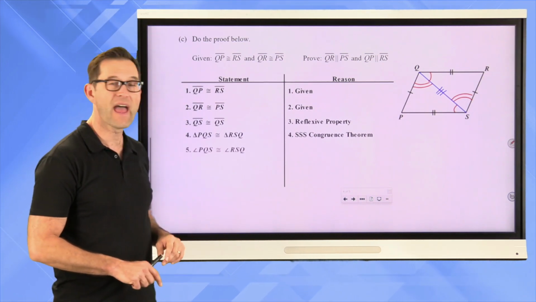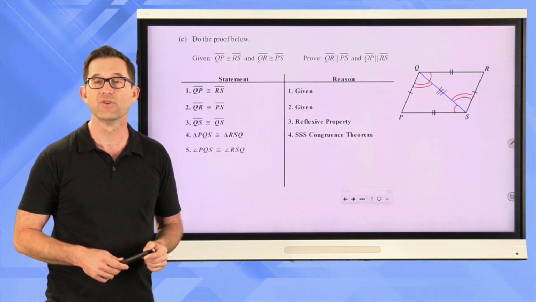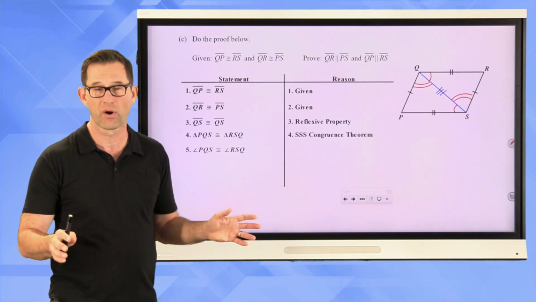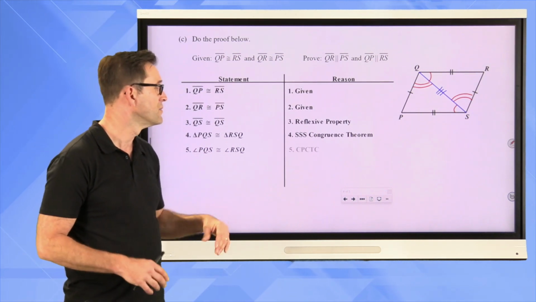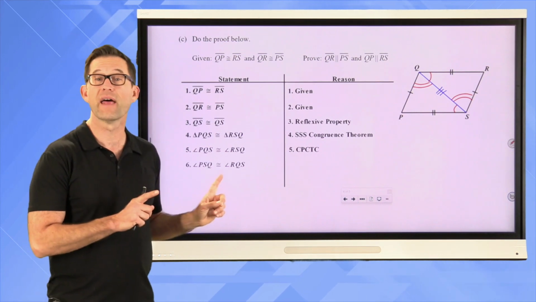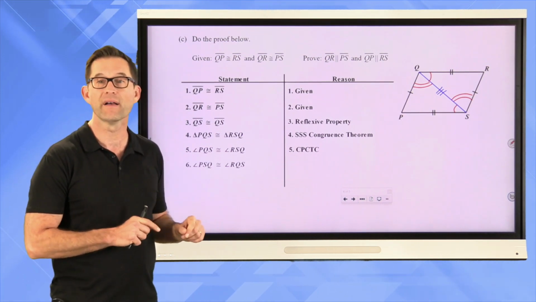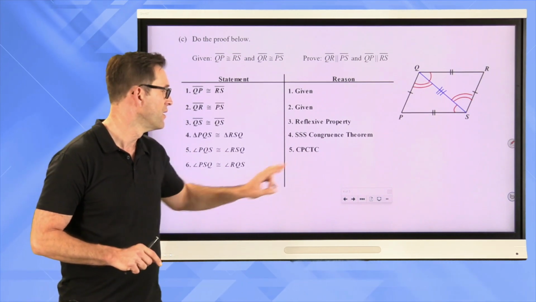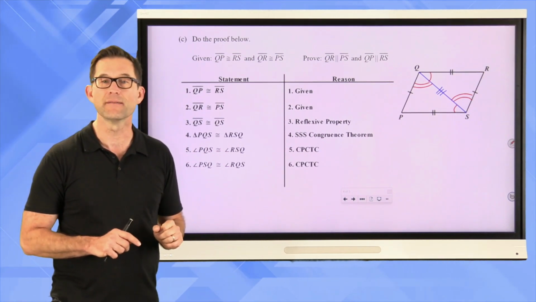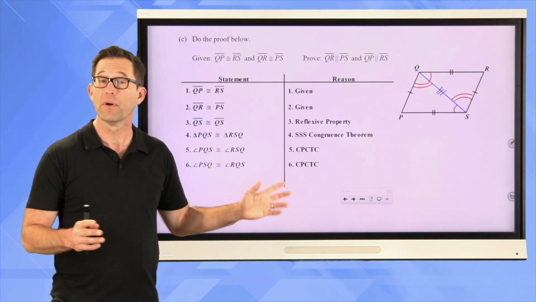Now I can say that angle PQS is congruent to angle RSQ. Those are actually the double arc marked ones. That's CPCTC. We could also conclude that angle PSQ is congruent to angle RQS. Those are the single arcs, also by CPCTC. Now again, you could lump those two together since they have the same reason, but now we're ready for it.